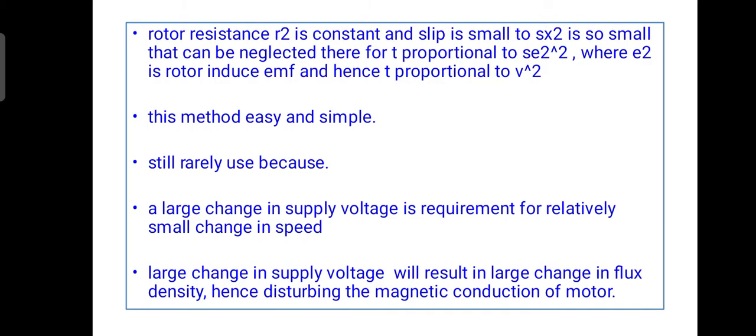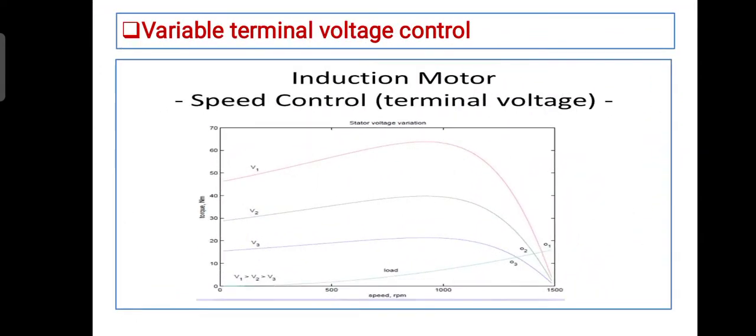The stator voltage control method is suitable for applications where the load torque increases with the speed, for example a fan load. Then the variable terminal voltage control of speed control of induction motor. The characteristics: torque speed characteristics of the three-phase induction motor by varying the supply voltage.